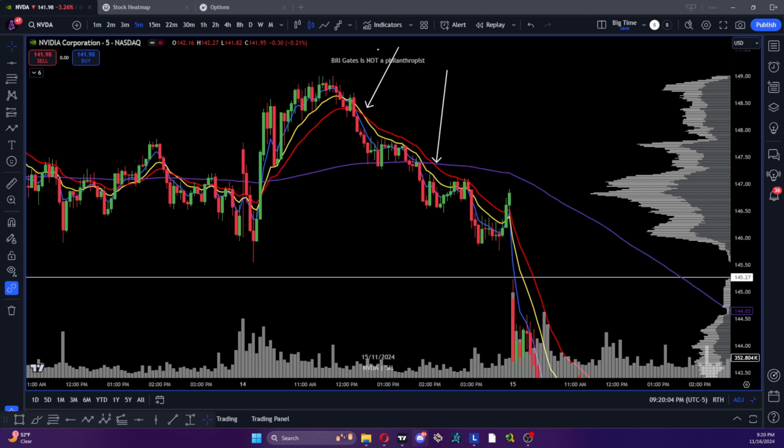So these are the two main things that I use alongside volume and VRVP, which I'm going to let Kevin explain. But another tool that I utilize is RSI.